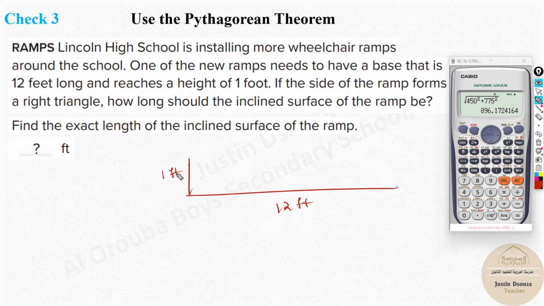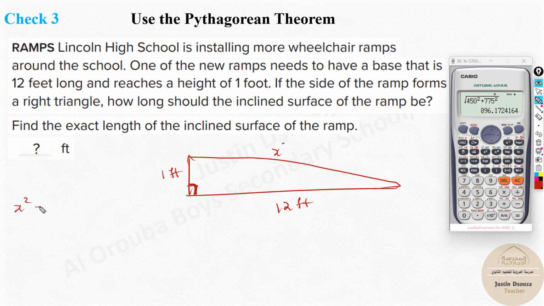Now, if the side of the ramp forms a right triangle, that means it has a 90-degree angle. How long should the incline, that is the dipping surface, be? How long should the inclined surface of the ramp be? Sorry for that. Anyways, just understand that it's a triangle. It's a very bad drawing. But this is the 90 degrees. This is 1 foot and this is 12 feet. What is this? Okay, this is not a triple or anything. We have to just do it directly. I'll take the hypotenuse as x.